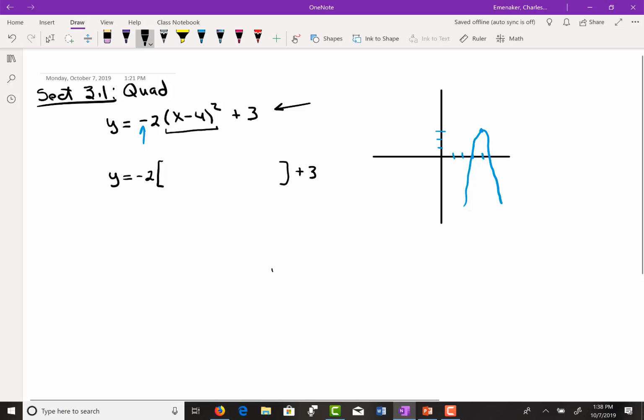Now, if we were to do x minus 4 times x minus 4, which is really what that means, what we would wind up with in here would be x squared minus 8x plus 16. Does that make sense? Okay. What would you do next to simplify this?